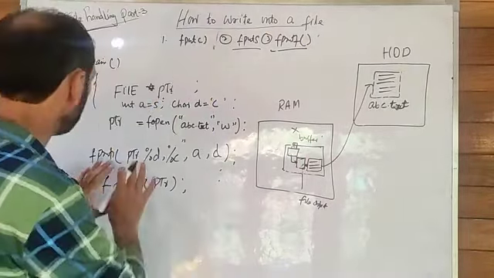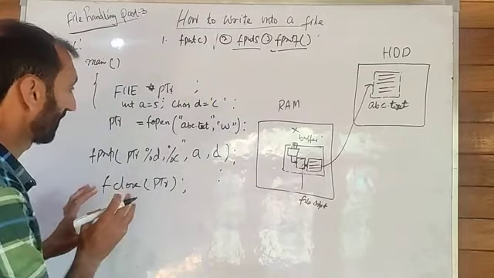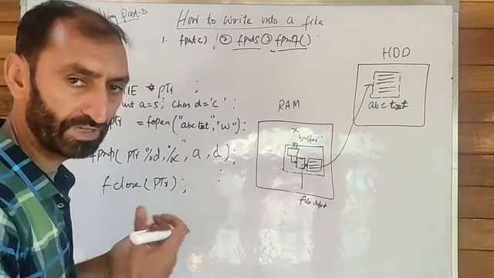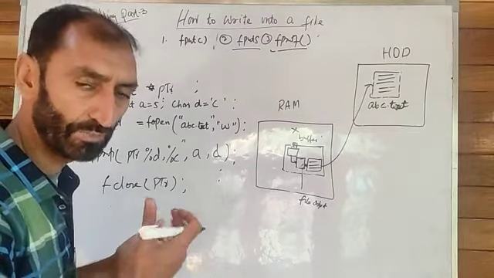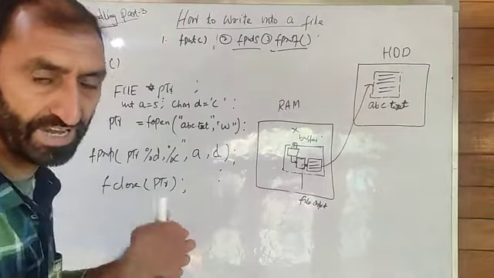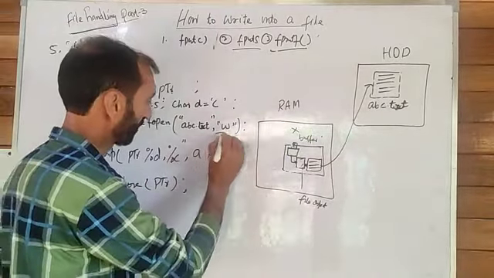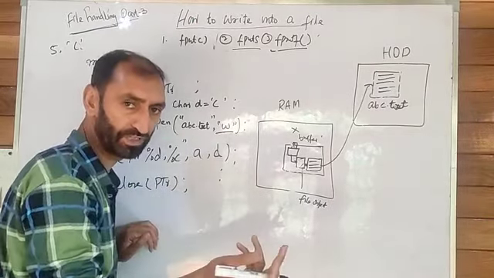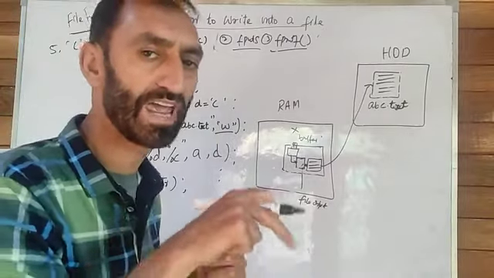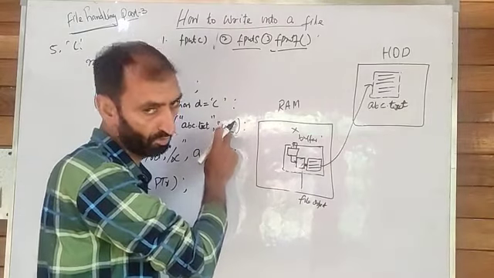I hope now you have understood what the file pointer is, how we can write something into the file, how we can write a character, an integer, and a string into the file, and also what W mode is. W mode means we open the file in write mode. When we want to write something to the file, we have to open it in write mode.